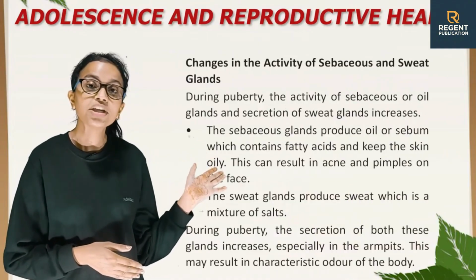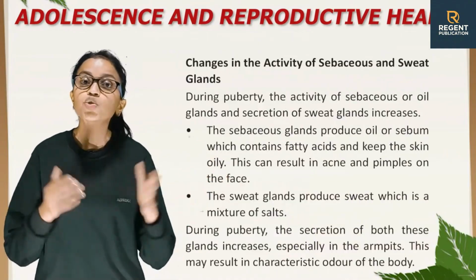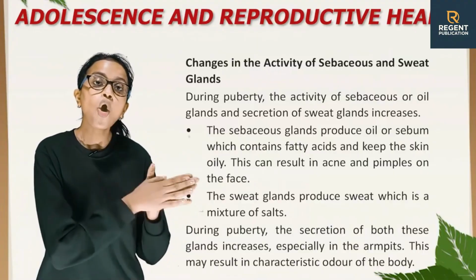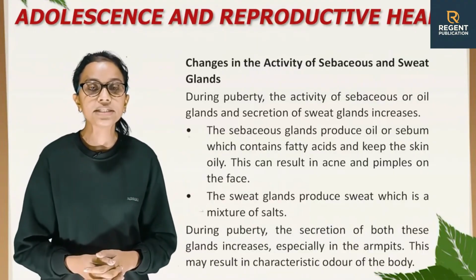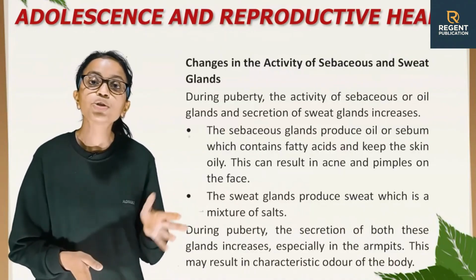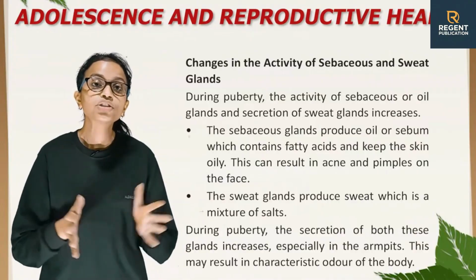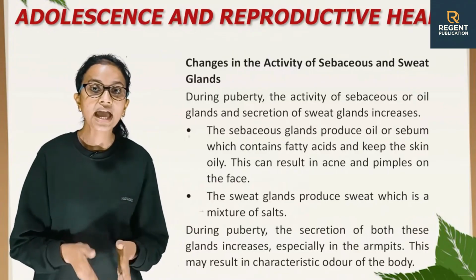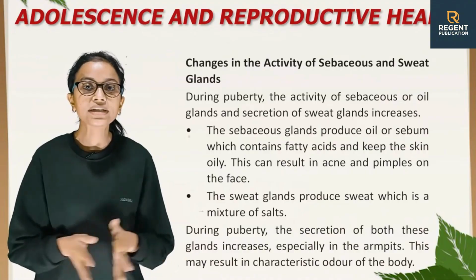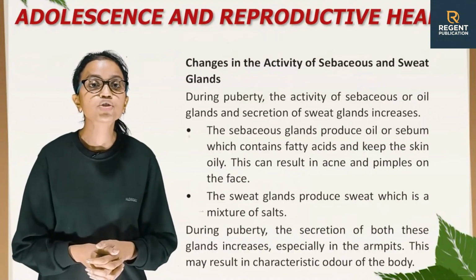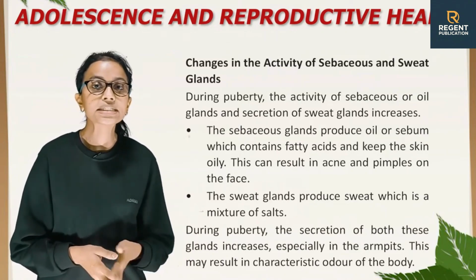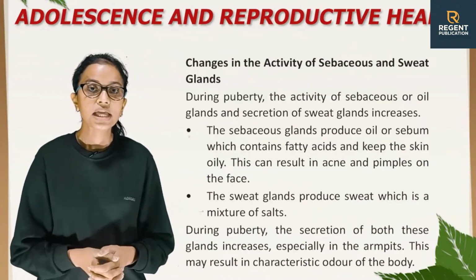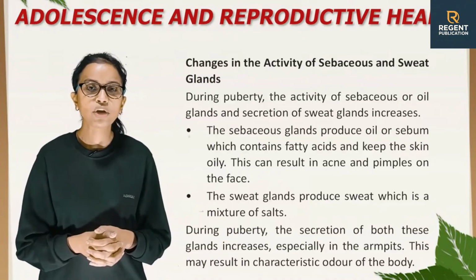Changes in the activity of sebaceous and sweat glands. During puberty, the activity of sebaceous or oil glands and secretion of sweat glands increases. The sebaceous glands produce oil or sebum, which contains fatty acids and keeps the skin oily. This can result in acne and pimples on the face. The sweat glands produce sweat, which is a mixture of salts. During puberty, the secretion of both these glands increases, especially in the armpits. This may result in characteristic odor of the body.